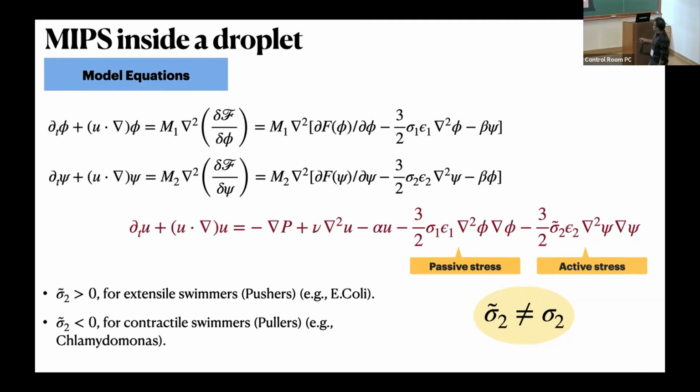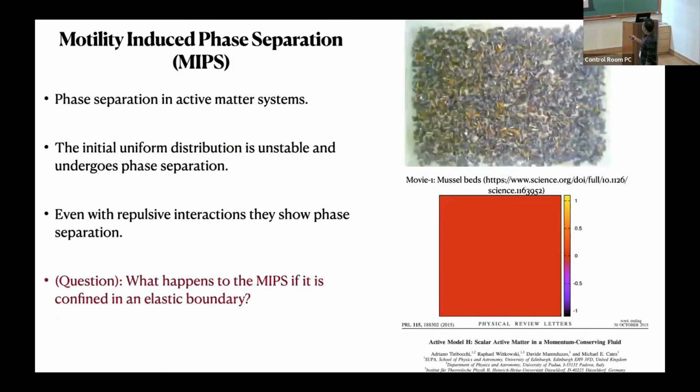Sigma 2 tilde greater than 0 captures extensile swimmers, they are pushers, and sigma 2 tilde less than 0 is for contractile swimmers. All this literature is available in this paper, Active Model H.